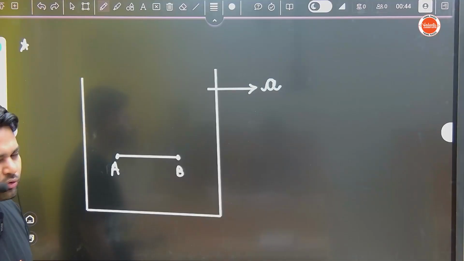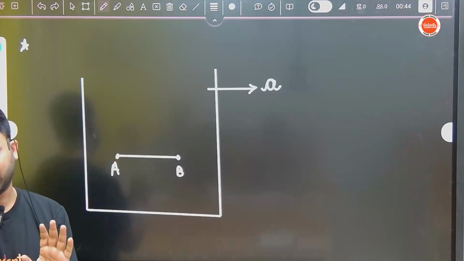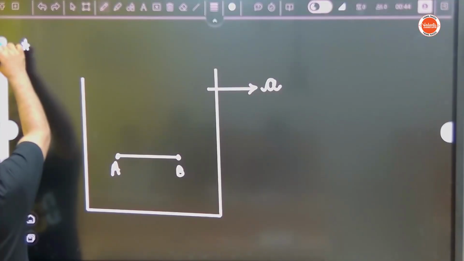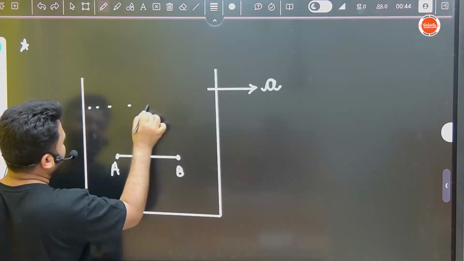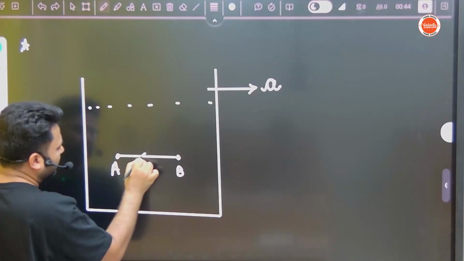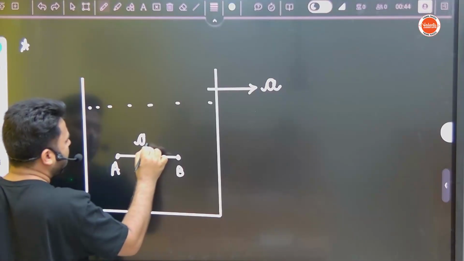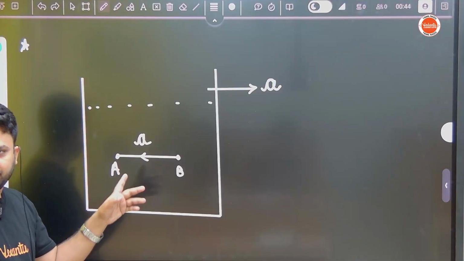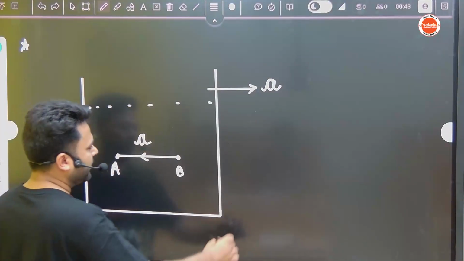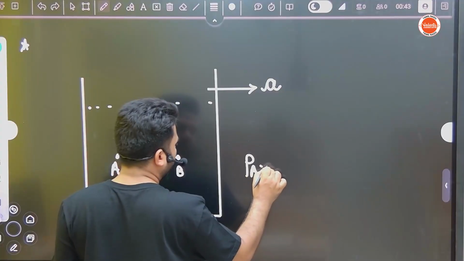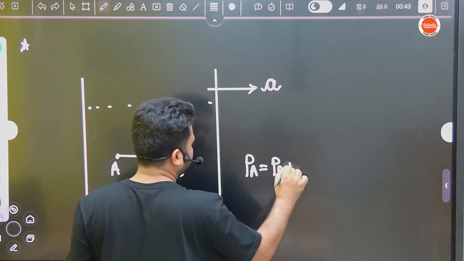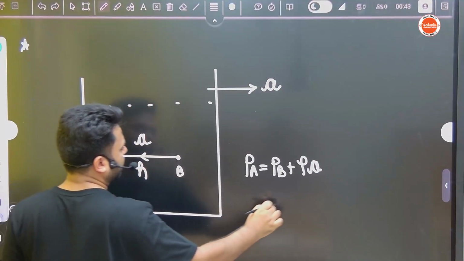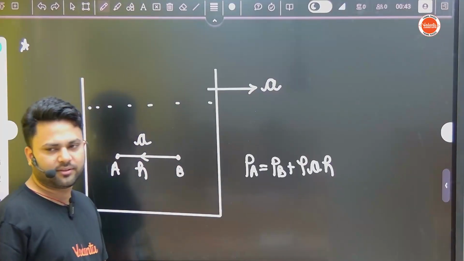So what we take now, those who don't know pseudo force and all, simple thing what you do. If they give that acceleration of the container is in this direction, there is fluid inside, so the acceleration of the fluid you take in the opposite direction. Understood? So whose pressure will be more? Now A. So pressure at A equals pressure at B plus rho net acceleration, that is A, and suppose this distance is h between A and B. This will be rho A h.